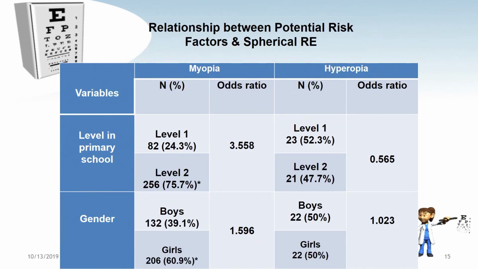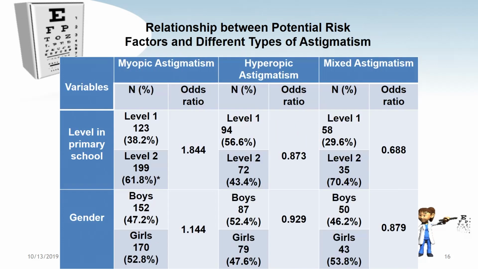Also, this table is showing level 1 primary school and also level 2 in percentage for myopia compared with hyperopia. The other table here compares the other types: myopic astigmatism, hyperopic astigmatism, and mixed astigmatism, which differ more between level 1 and level 2, and also the difference between boys and girls.